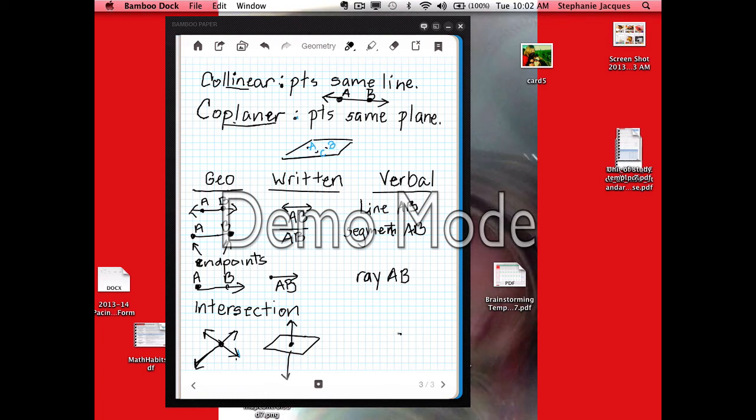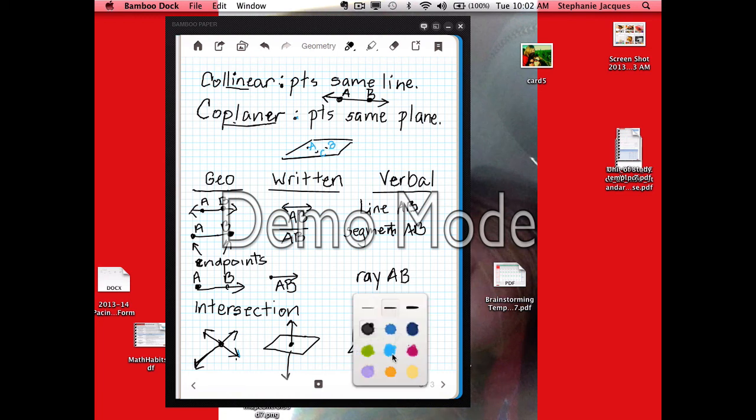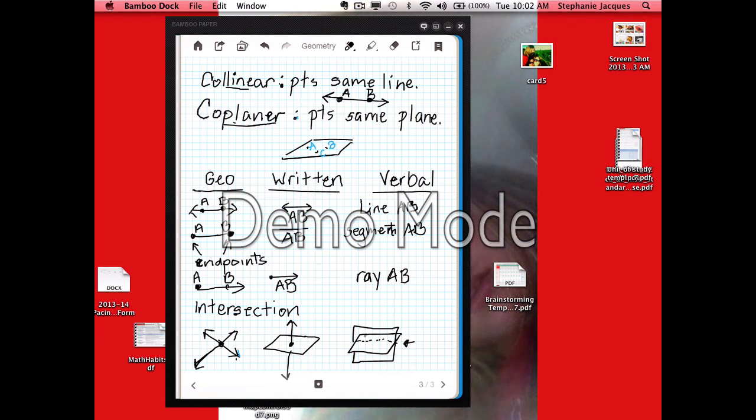Then you could have a plane intersect with another plane, and that's a little tricky to draw. So what's going to happen with that is it's going to intersect at many, many infinite points right there. Tons of points. So just keep going and going and going.